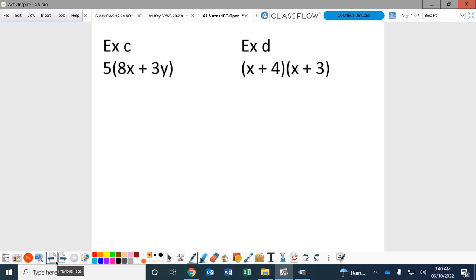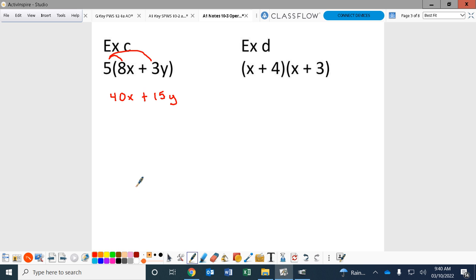The next one. Again, review of concepts. This is a review of the concept of distributive property. Before we add in radicals, we're trying to make sure you understand these old concepts. 5 times 8x is going to give us 40x. Plus 5 times 3y is going to give us 15y. Can I add those together? Nope, can't add and subtract when you have different variables.